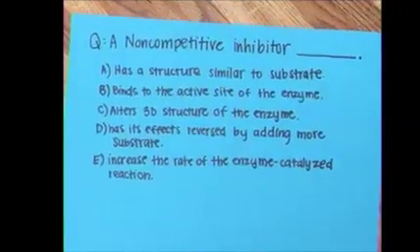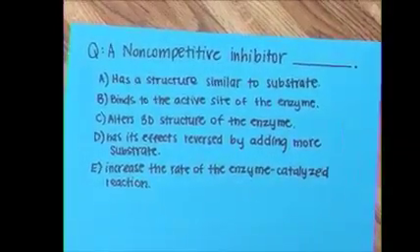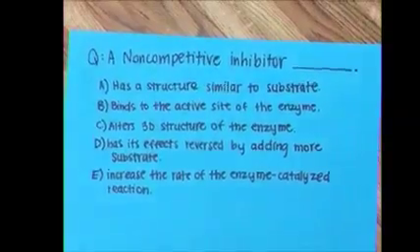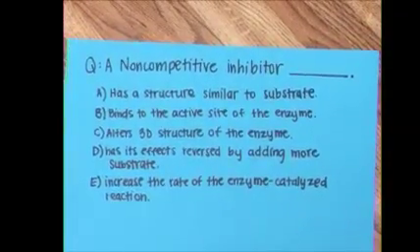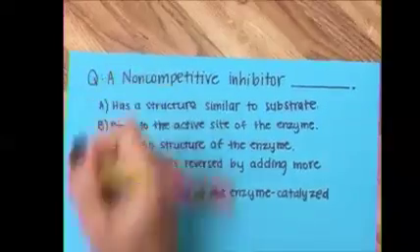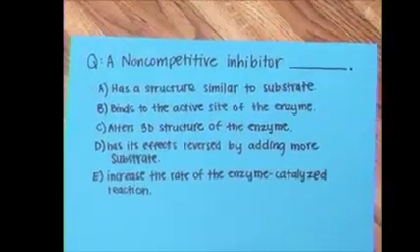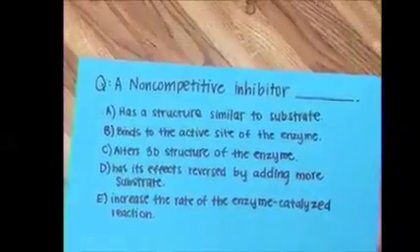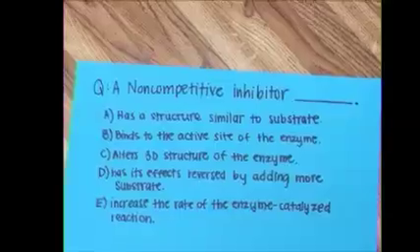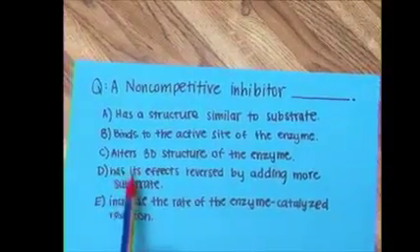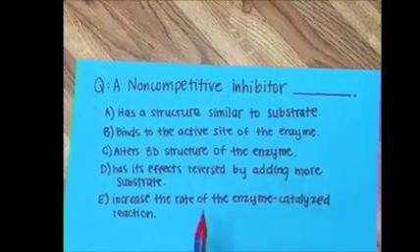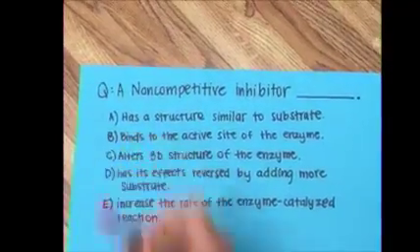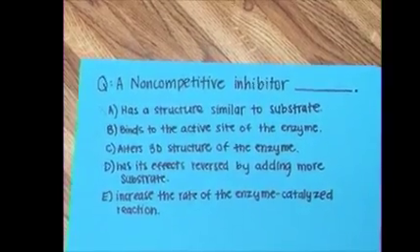So the question is, a non-competitive inhibitor blank. A. Has a structure similar to the substrate. Well, we know this is the case of the competitive inhibitor and not of the non-competitive one, so this is false. B. Binds to the active site of the enzyme. Actually, this is also the competitive inhibitor, because the non-competitive one will alter the structure of the enzyme by binding to another site that is not the active site. So this C is true.